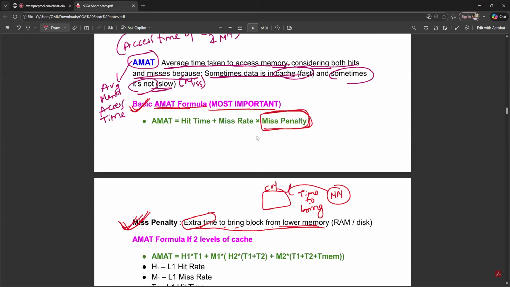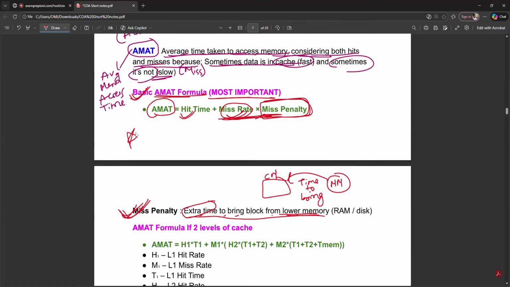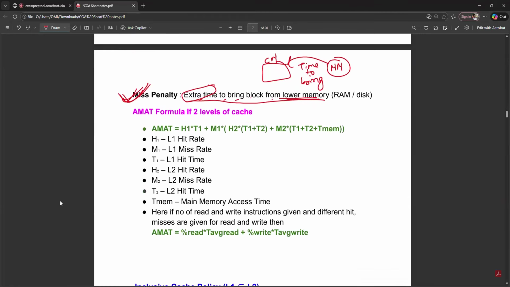So if the miss penalty is given in the question, then what is the average memory access time? It is the hit time plus miss rate into miss penalty. The hit time you have to include anyway. Then plus how much extra time? Miss rate into miss penalty. I hope you know this. I don't have to deep dive into this particular formula.